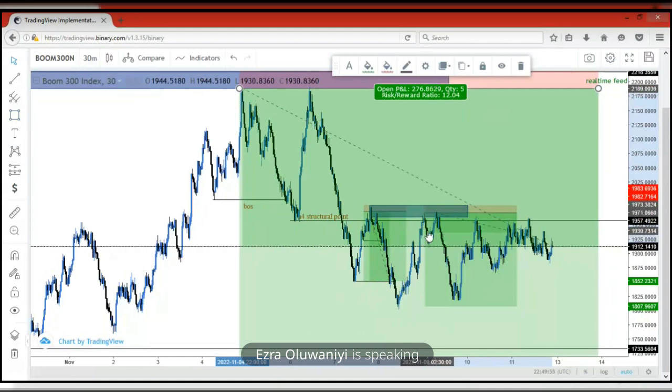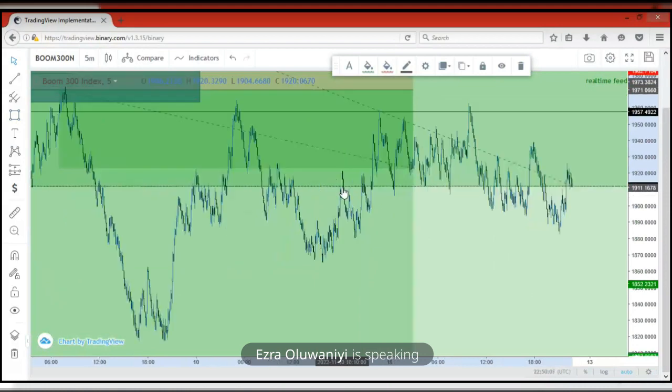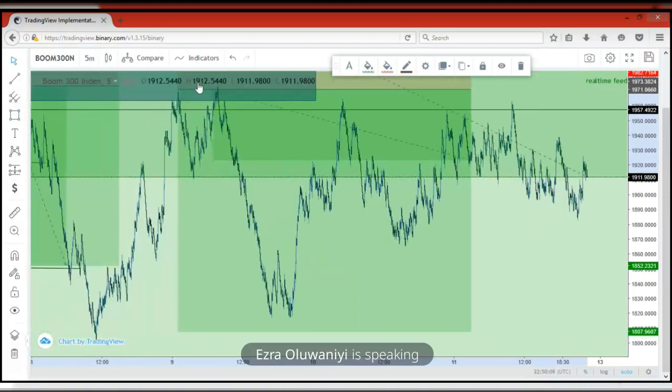So let's go to M5. The same thing over and over, guys. No stress. All right. So this was the demand. You see, break of structure here. Very simple. No stress. This was where price broke structure on M5.